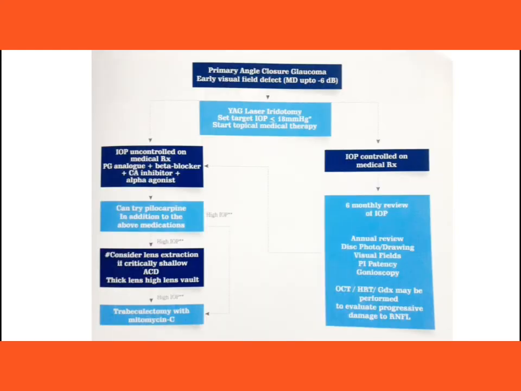Now, if the person has angle closure glaucoma, what should you do? Suppose you have a patient. First of all, primary angle closure glaucoma, with early visual field defect. In case of primary angle closure glaucoma, the symptoms will be different from open angle glaucoma.